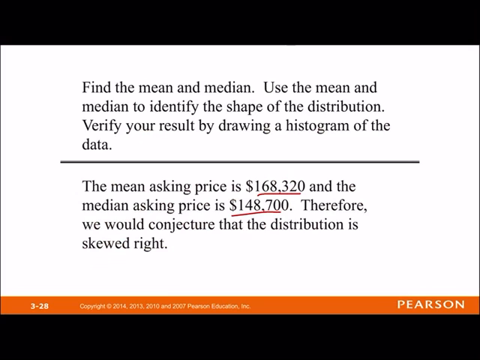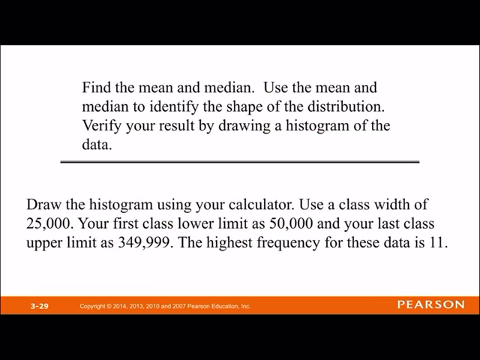Okay, the mean asking price is $168,320, and the median is $148,700. So again, that data is going to be skewed to the right. Okay, and then you can draw a histogram inside of your calculator. You may or may not have learned how to do this in regular algebra. Okay, if you haven't, again, I'll write what you need to do. If you follow what I write, it will come up exactly as it should.